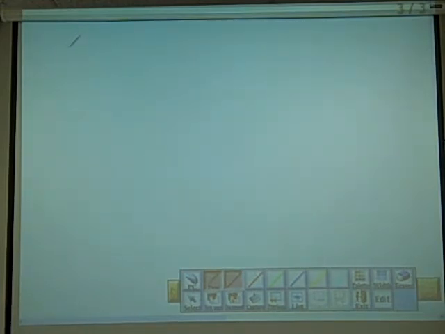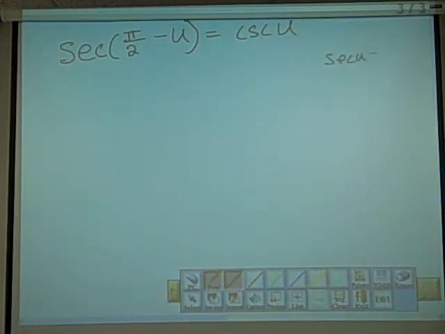Let's say that we have secant of pi over 2 minus u. And we want to prove that that is equivalent to cosecant u. And this process works the same if we had cosecant u and equals sine u on the other side. Okay, so we know that secant u equals 1 over cosine u. And it doesn't have to be u, it could be x. Secant x equals 1 over cosine x.